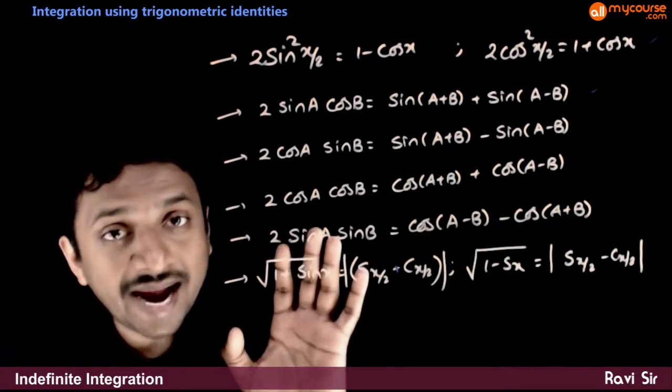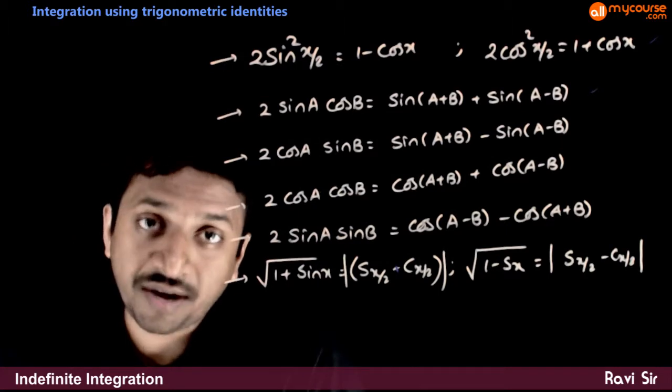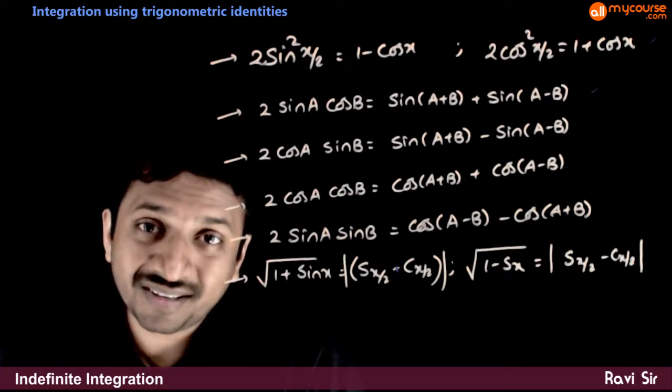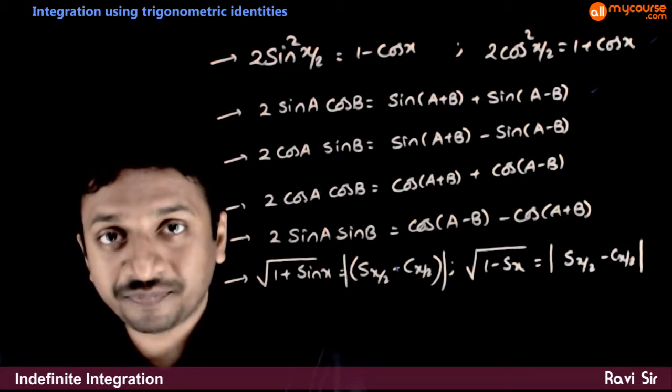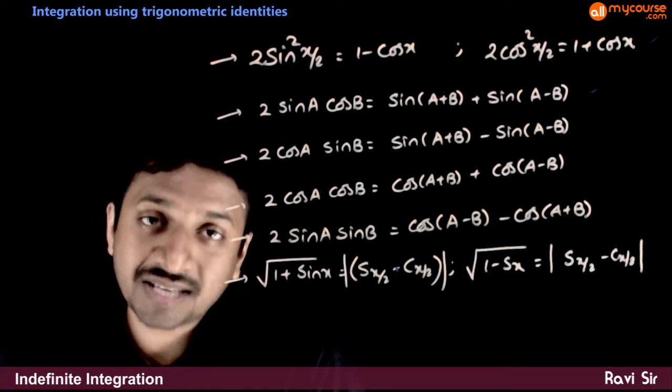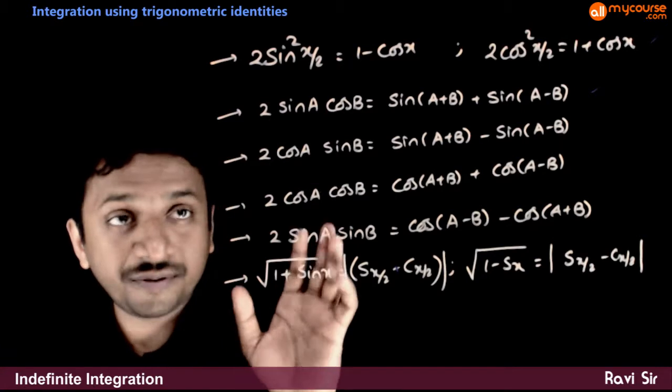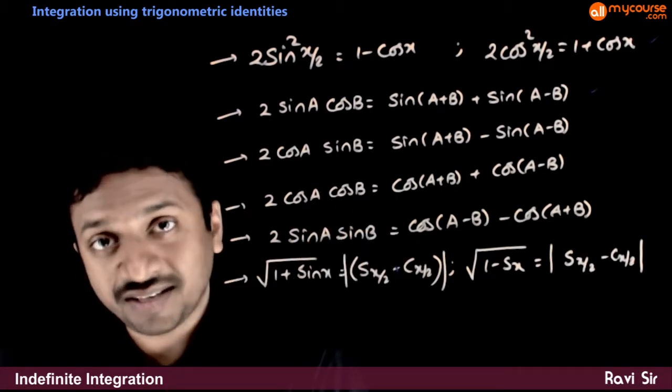So these are some of the identities which you can use to your advantage to convert integrands into forms which are easily integrable. So let us take some standard examples of questions where identities are used.